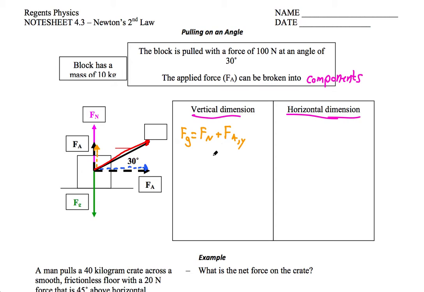We want to know what the normal force is. I can rearrange this. My F sub n is going to be equal to the force of gravity minus F sub A in the y direction.